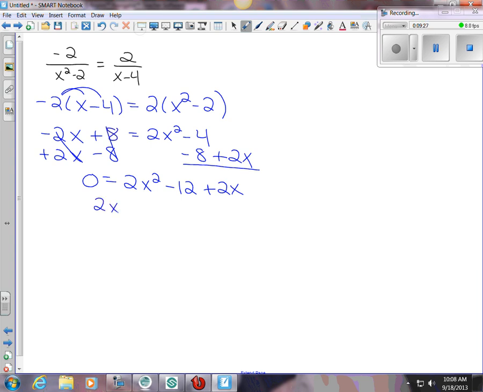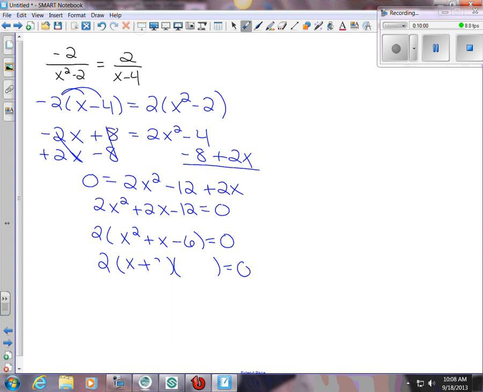Do I like that order? Just put it in descending order. Doesn't matter what side the zero's on. Are we okay with this? Now what? What's my GCF? Good. Are we okay? Good? Okay, now what? How does that factor? x plus 3, x minus 2. Good. Okay, so what's x equal?